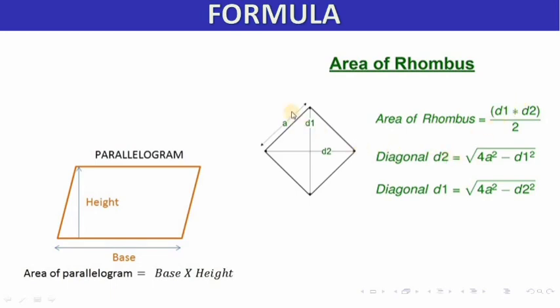As I said, all the sides of the rhombus will be equal. If each side of the rhombus is a, then diagonal d1 is calculated using this formula and diagonal d2 is calculated using this formula. If there is d2 here, then here you have to write d1. If there's d1 here, then you have to write d2 out here. So these are the three formulas that you need to know for the rhombus. You may pause the video and note down the diagrams and their respective formulas.